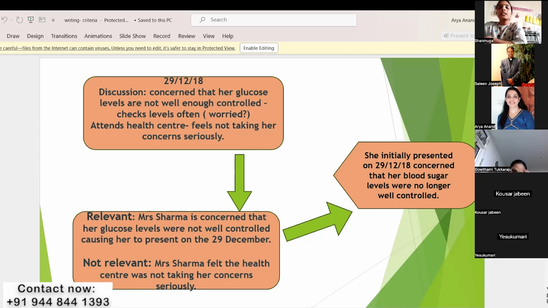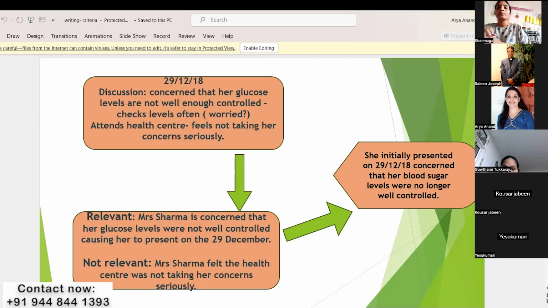And the second one is what Shima felt at the health center, which was not relevant because it is not going to affect the care she is going to receive from the endocrinologist. The sentence should be like this: she initially presented on this date, concerned her blood sugar levels were no longer well controlled, and not including how she was feeling at the time she presented.